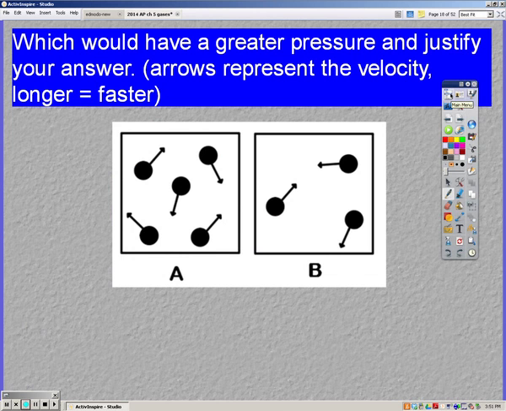So look at this picture and figure out if A or B would have a greater pressure and justify your answer. Remember that greater pressure means that you have more collisions. Pause the video and restart when you have your answer.